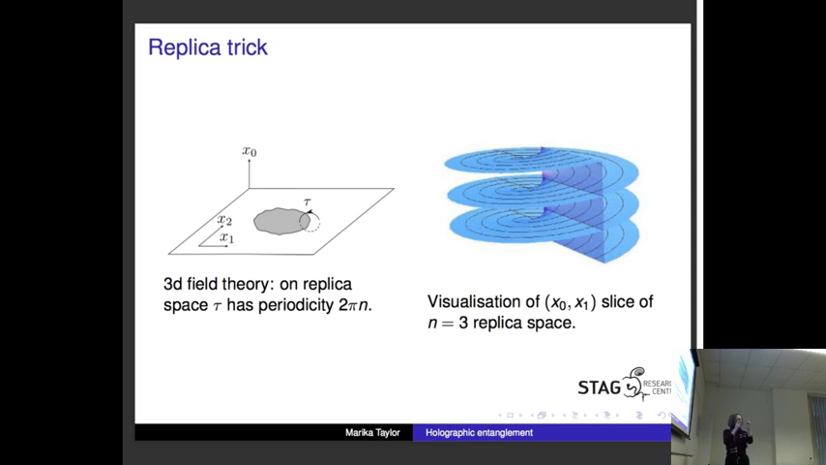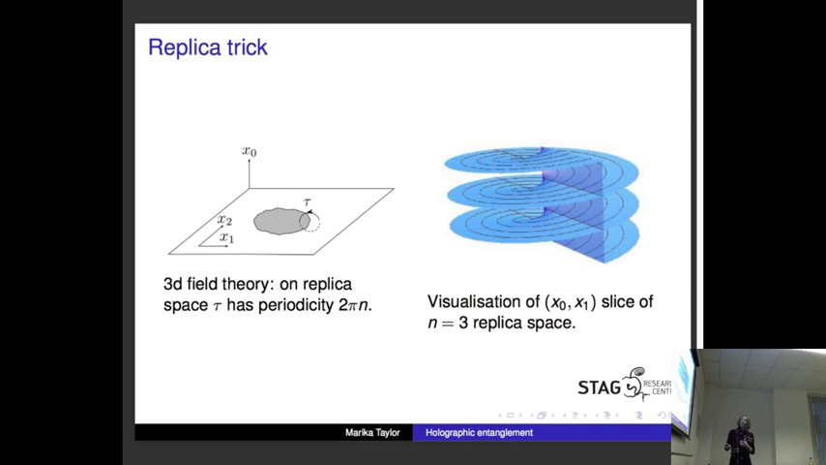And of course, when you start gluing things together, there are conical singularities where you glue things together. So the replica space, this is an n equals 3 replica space. It's 3 copies joined together, and there's a conical singularity at the origin of this tau circle, basically at the boundary of the entanglement region. So the replica space knows about the shape of the entanglement region.